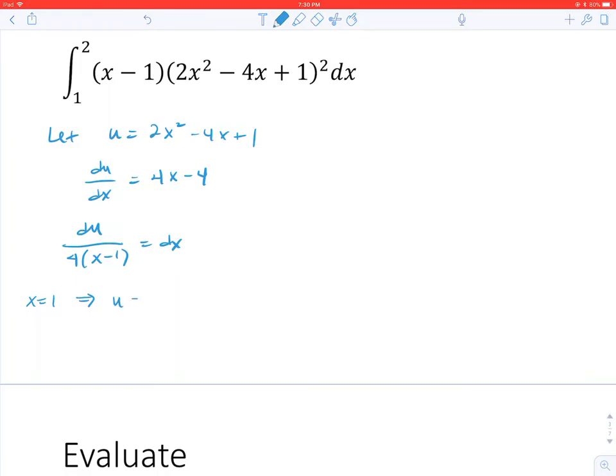And then finding my new limits of integration, I'm going to substitute 1 into what I let u equal to find my new lower limit.